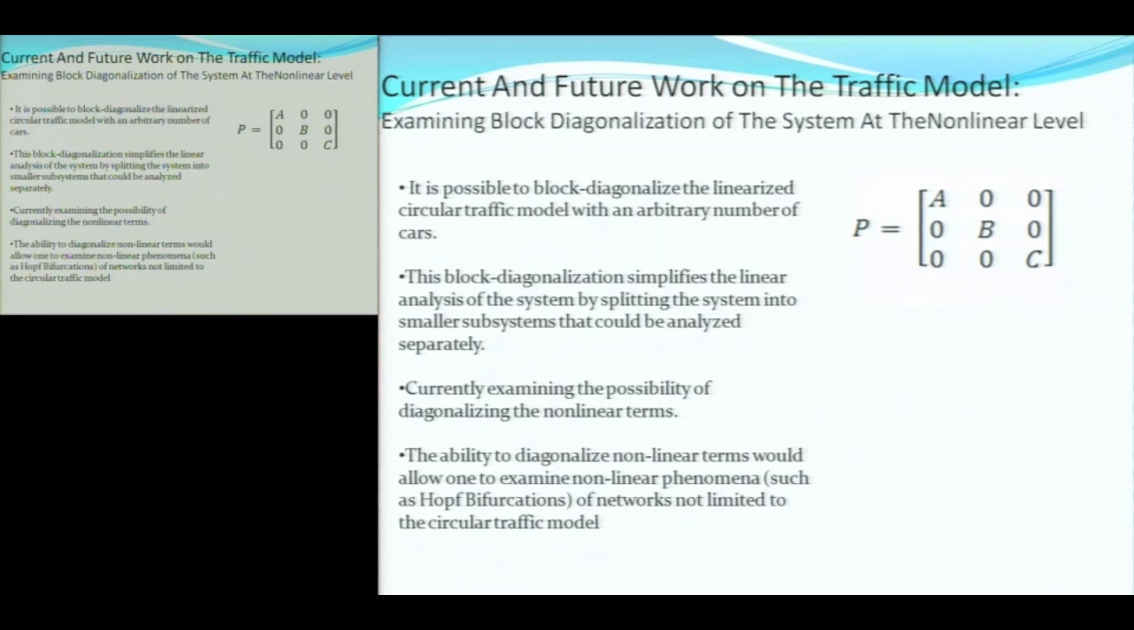So we want to employ the same techniques when dealing with the nonlinear terms of the equations to break it down into subsystems and analyze it separately while gaining information such as the amplitude of oscillations. This is beneficial because if this is true, we can not only do this for the circular traffic model, but maybe other network models that we have.